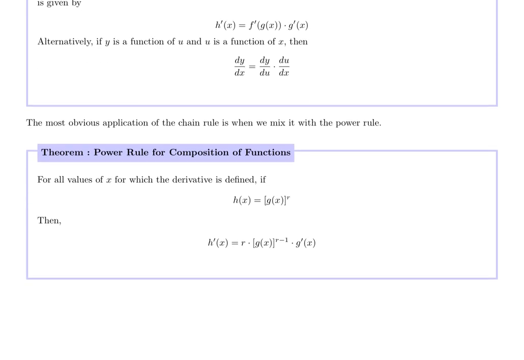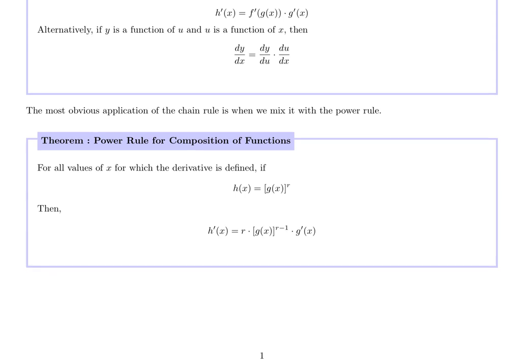So the most obvious rule for our chain rule is when we mix it with the power rule. For example, if we have a function h of x that is equal to another function g of x raised to a power of r, then its derivative will be r times g of x to the r minus 1. There's the power rule part, times the derivative of g of x. There's the chain rule part.